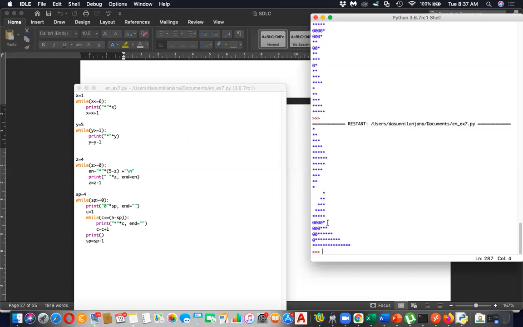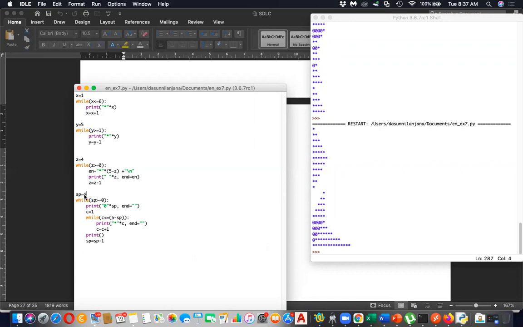Okay, now you can see 1 star, 3 stars, 5 stars. So it's changing like odd numbers. 1, 5, 5 will be doubled and all. So again there's a logic error. C equals C plus 1 is C. First time, so let's analyze what has happened, right?